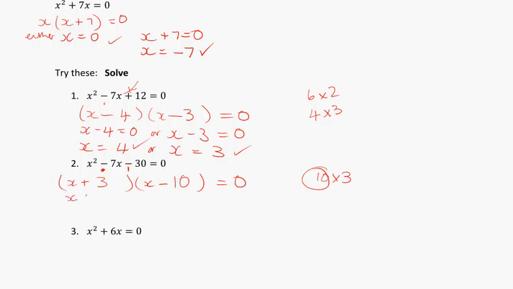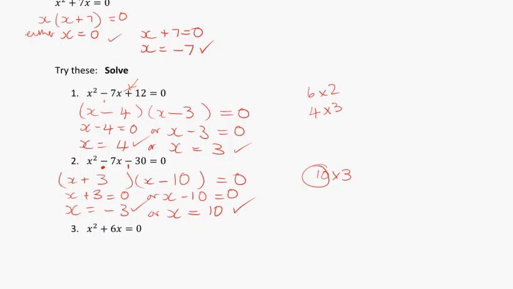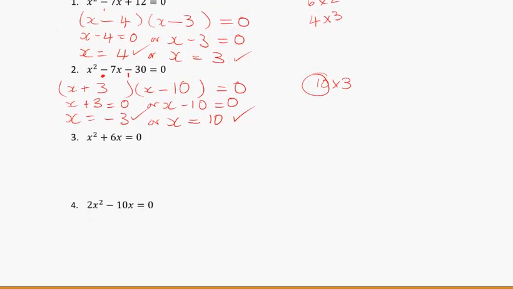Solve. X plus 3 is equal to 0, or x minus 10 is equal to 0. And so my two solutions are x equals negative 3, or x is equal to 10. Yay. Now, last one, move it down. Oh no, we've got 2 to go.